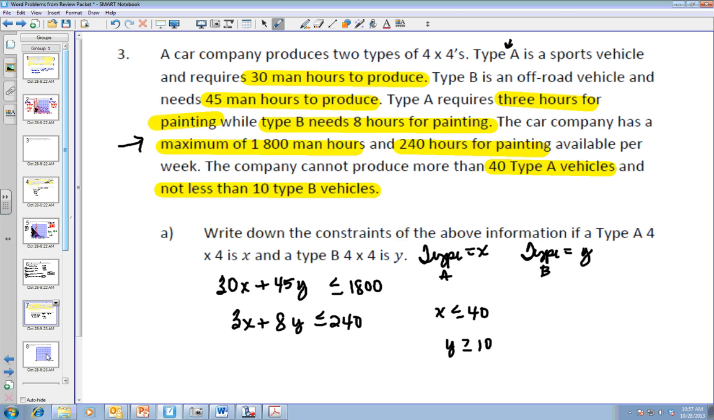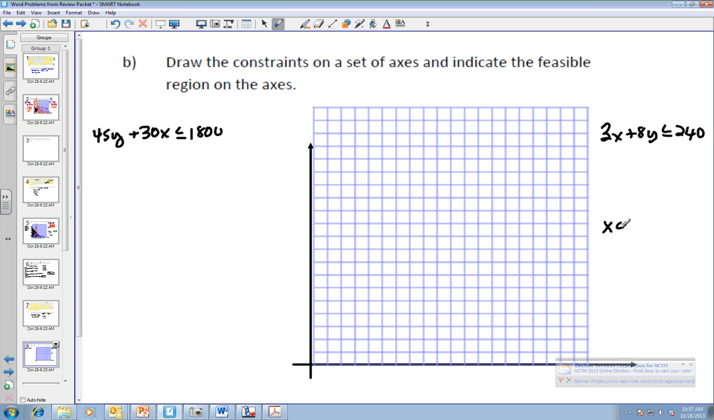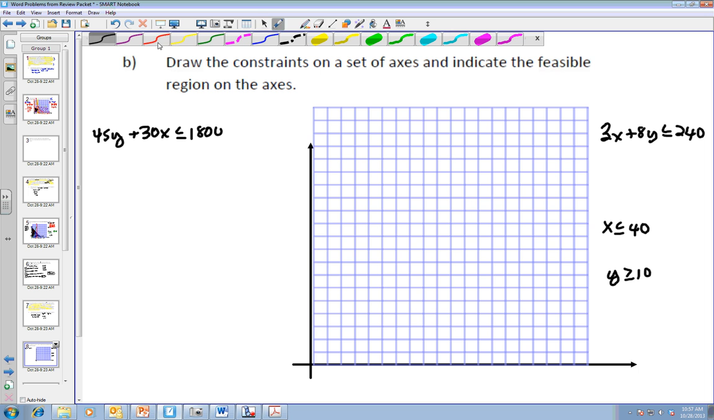Okay, so I'm going to take those constraints and rewrite them for part B. So I have 45y plus 30x is less than or equal to 1800. 3x plus 8y is less than or equal to 240. X is less than or equal to 40. And y is greater than or equal to 10. Before I do anything, I'm going to go ahead and solve for y on everything. That way I'm going to know what I need to go by.